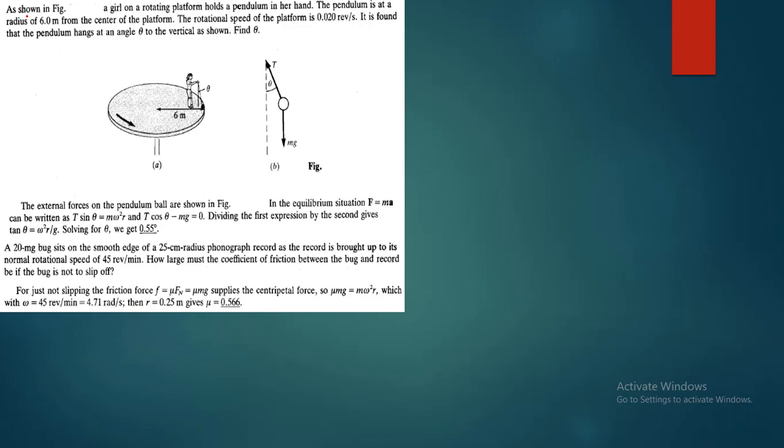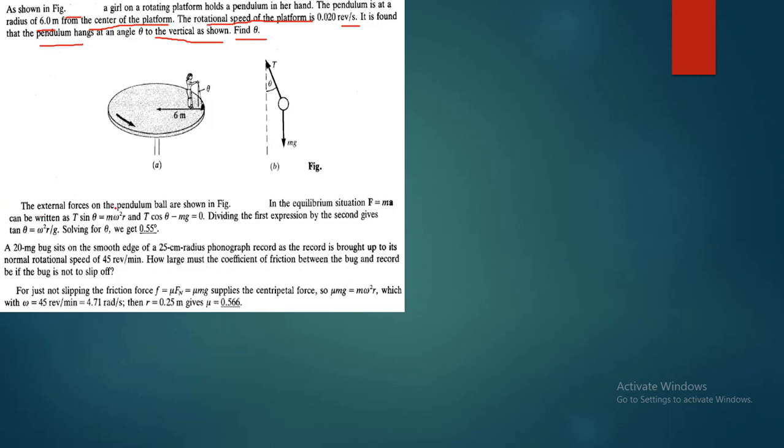We have, as shown in the figure here, a girl on a rotating platform holding a pendulum in her hand. The pendulum is at a radius of 6 meters from the center of the platform, and the rotational speed of the platform is 0.02 revolutions per second. It is found that the pendulum hangs at an angle theta to the vertical as shown there. Find the angle theta.